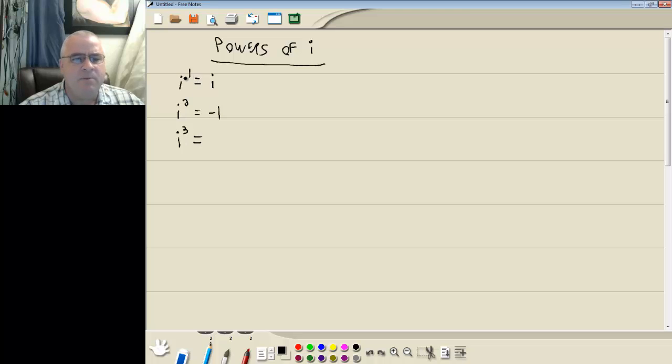Now, i to the third. Well, think of this as a variable. i to the first times i squared. i to a power times i to a power, you add the exponents. 1 plus 2 would give us 3. So if I multiply i times negative 1, that gives us a negative i. So you could derive that if you didn't remember it. i to the fourth. Well, i squared times i squared would give us i to the fourth, and negative 1 times negative 1 would give us a positive 1.